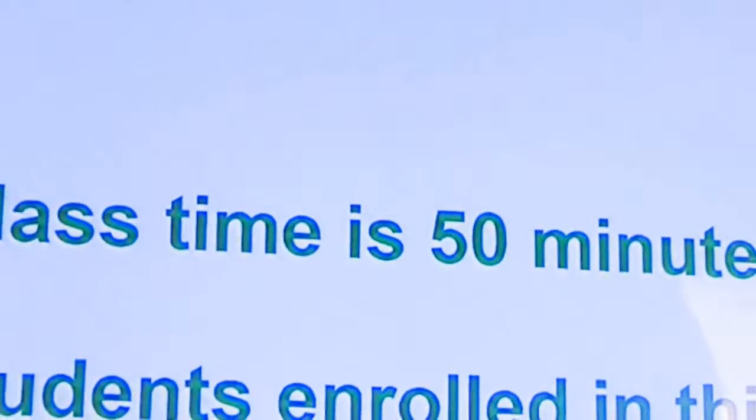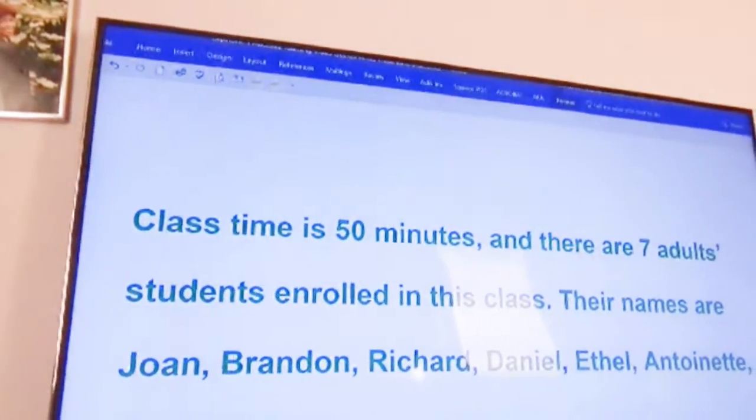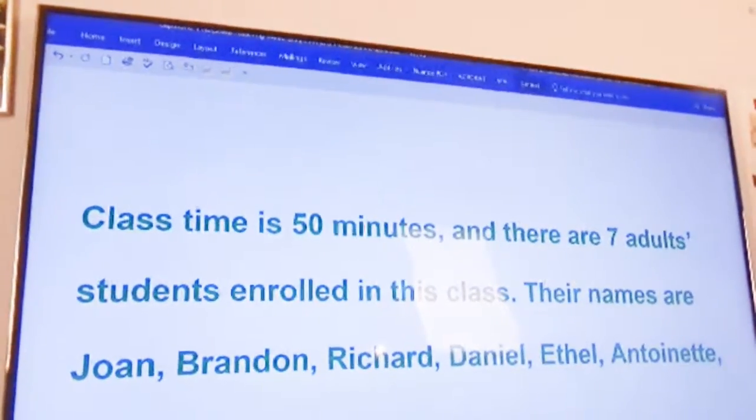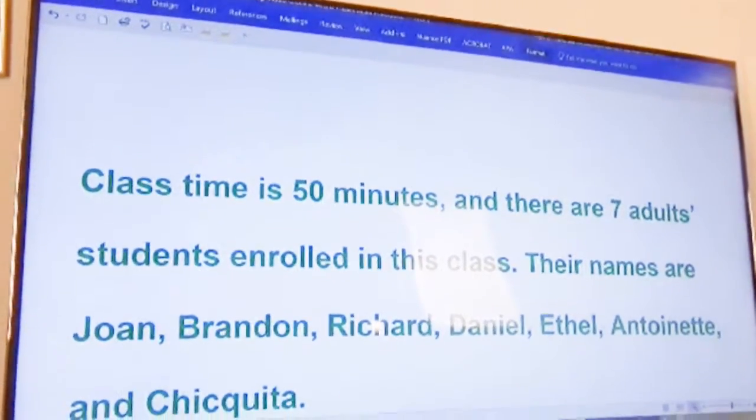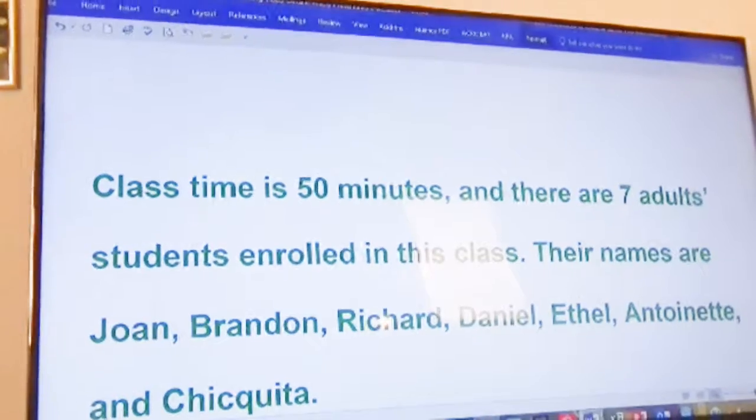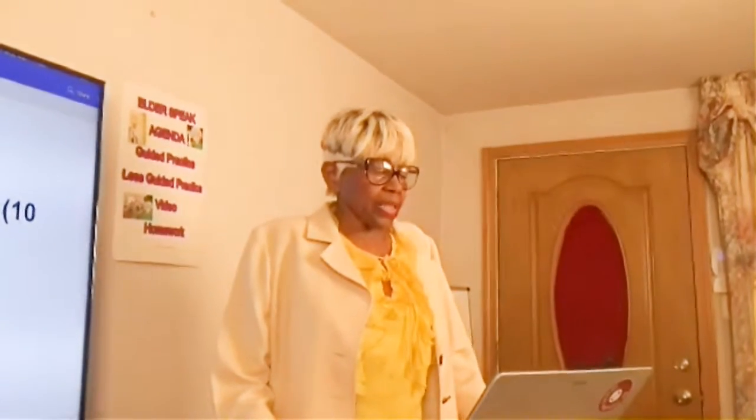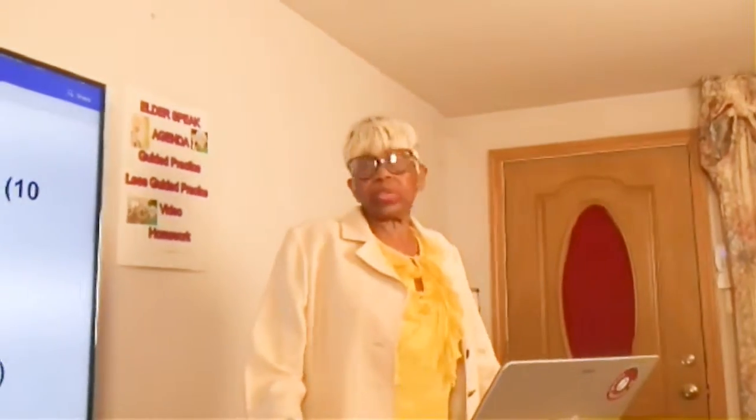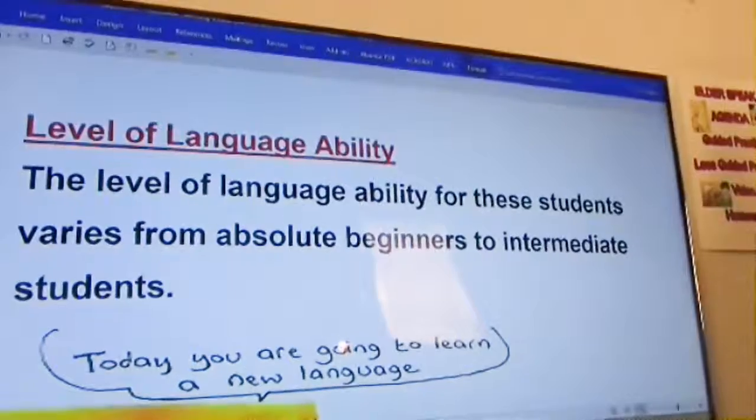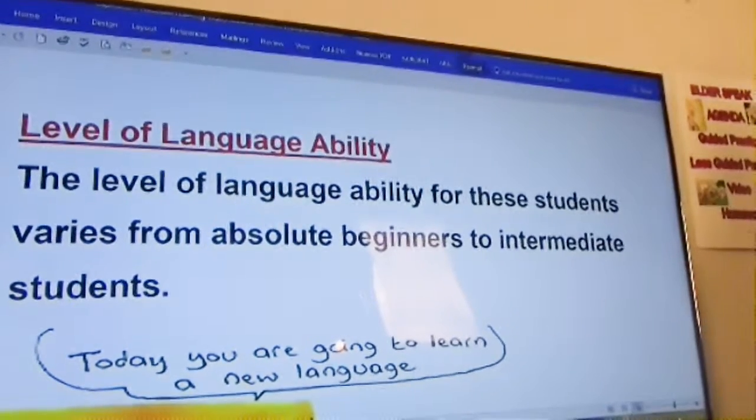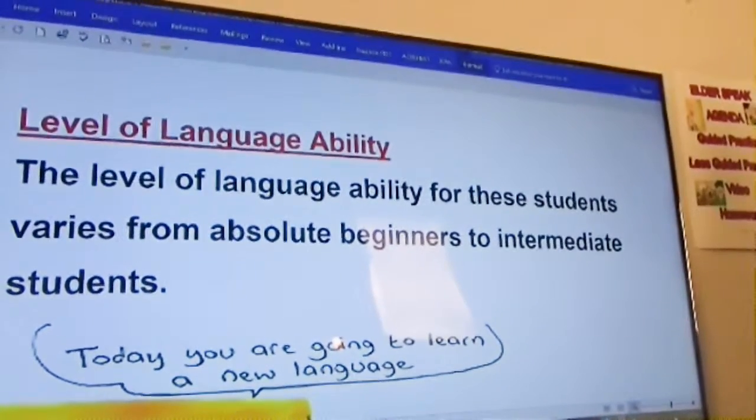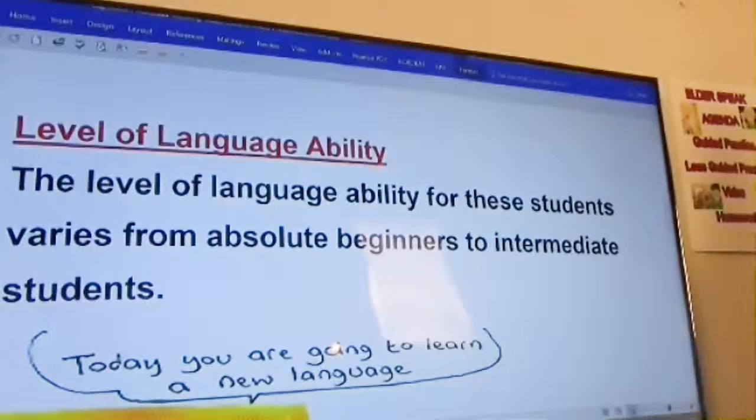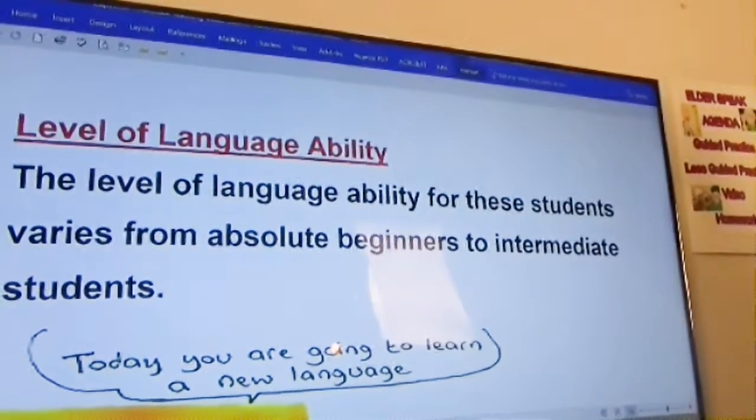This class time is 50 minutes, and there are several adults and students enrolled in this class. Their names are Jones, Brandon, Richard, Daniel, Ethel, Antoinette, and Shakir. On the list, only one that I will be addressing today, which is guided practice. The level of language ability for these students varies from absolute beginners to intermediate students.